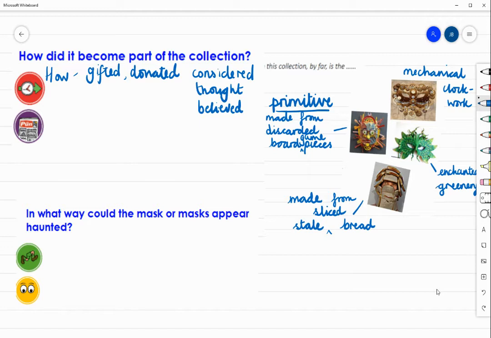So how did your mask that you've got in your mind, or one of these pictures, how did it become part of the collection? So for me, it was donated by, I need to think of a name of somebody who may have donated the mask that I choose. The one I'm going to choose is this one here.